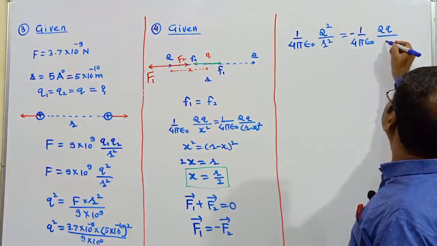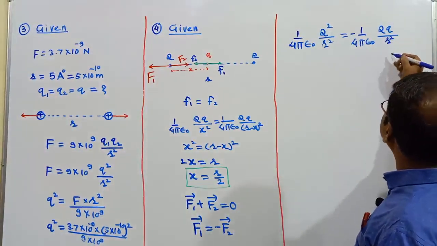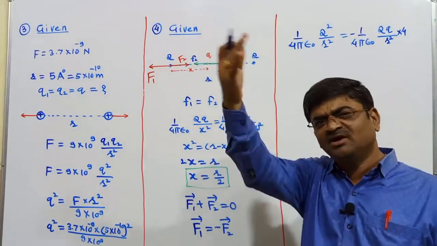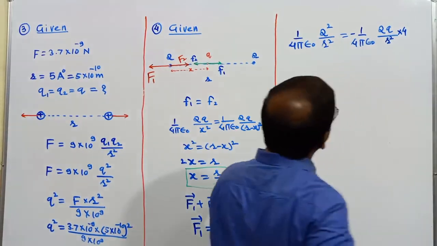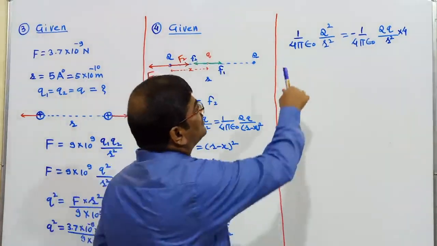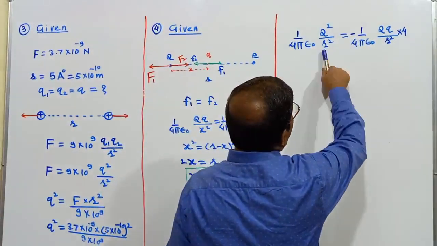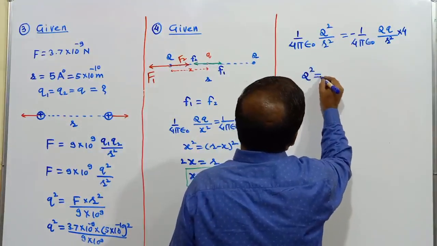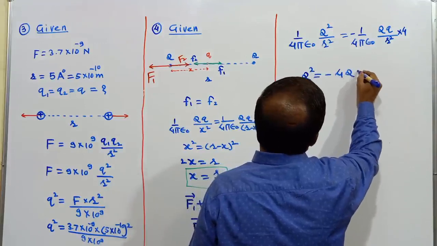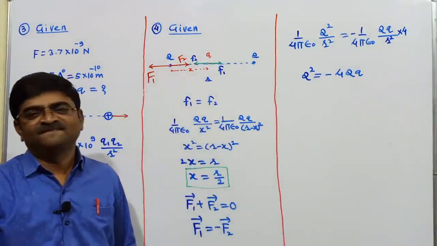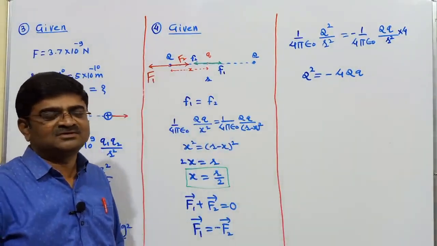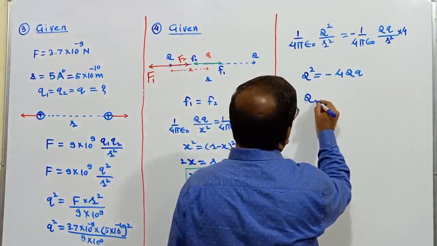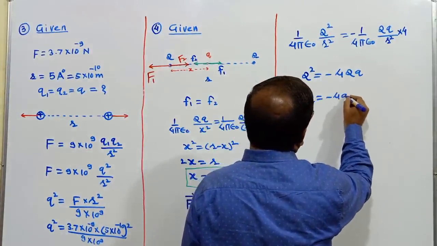How much is that? R by 2 whole square, that is r square by 4. That 4 I will write here, and by that I will write r. And now cancel whatever you can. 1 upon 4 pi epsilon 0, r square, what you are left with is q square equal to minus 4q. One q from both sides you can cancel. And what you write is q equal to minus 4q.